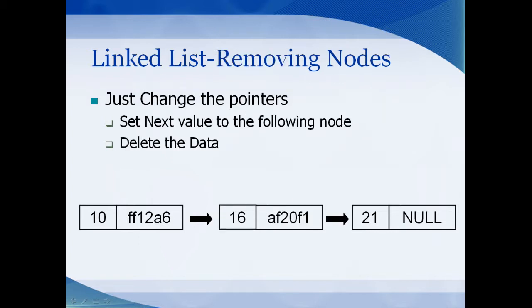The same is true for removing a value in a linked list. All you have to do is take the previous node's next value and set it equal to the next value of the node that you want to remove. Then you can delete the node without breaking the chain of linked nodes.